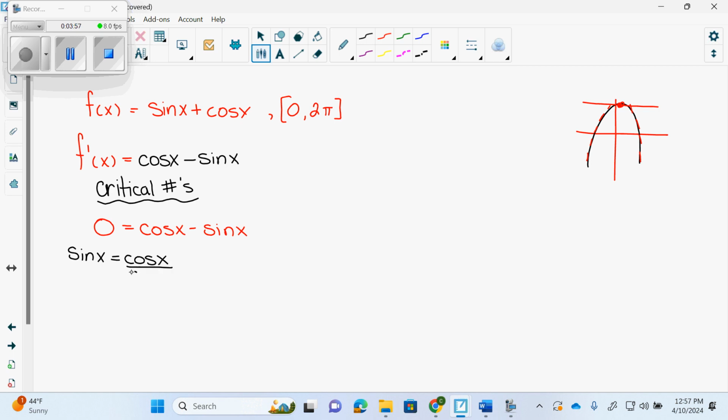So I can divide cos x over. What's cos x divided by cos x? 1. So I want where tan x equals 1. And where does that happen? At 45. Where is it positive 1? Quadrant 1. And quadrant what?